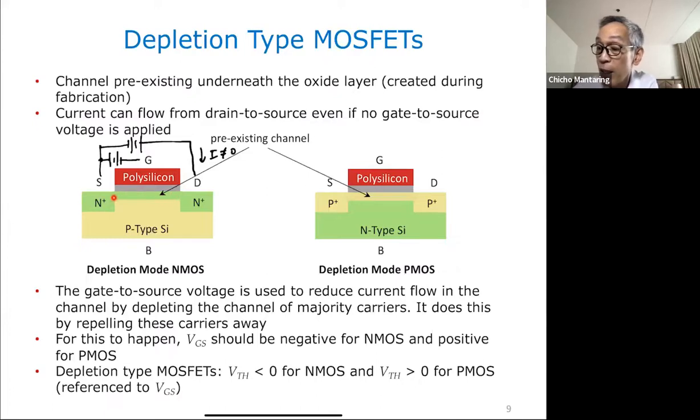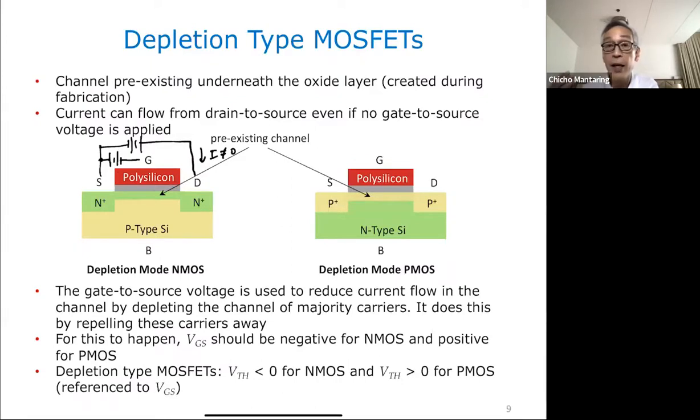The electrons here will be attracted toward the positive terminal. No? So the electrons here will be attracted this way, away from this area. So if this voltage is large enough, then this area becomes depleted of charge carriers. And when that happens, current will stop flowing.